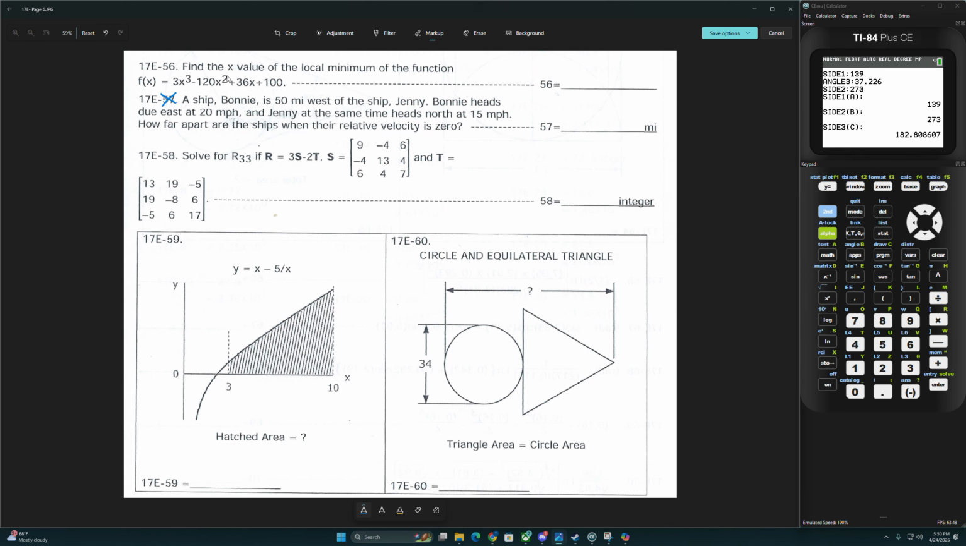All right. Find the x value of the local minimum of the function. So let's get ready for that and plug it in: minus 120x squared plus 36. I'm just going to guess that it's going to be a while for that minimum, because eventually that 3x cubed is going to win out, but that's minus 120x squared. It's not going to take forever, but it's going to be a little bit. So I'm going to set the window to like 100, which should definitely work.